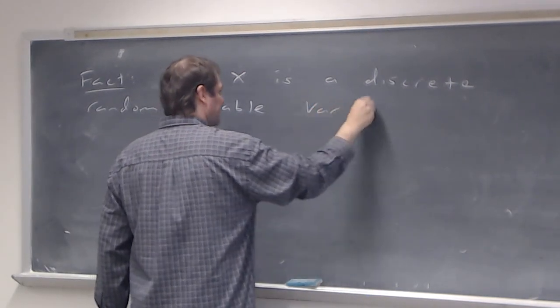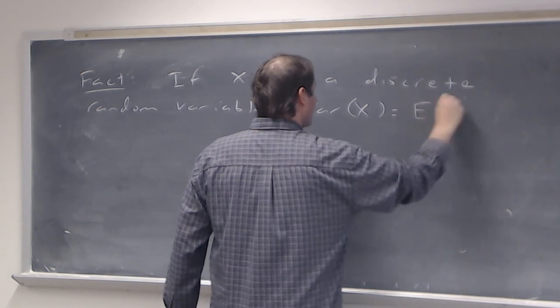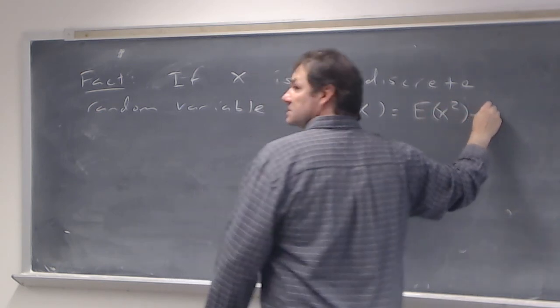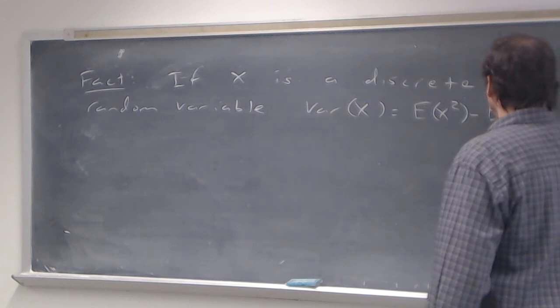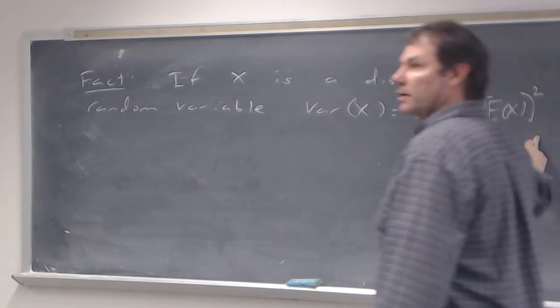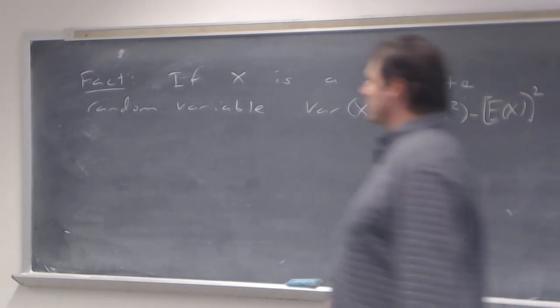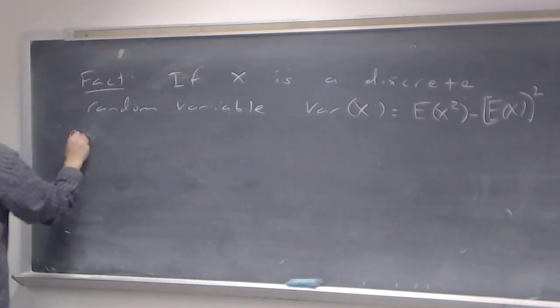the variance of x is equal to the expected value of x squared minus the expected value of x, quantity squared. Okay? So let's prove this fact.